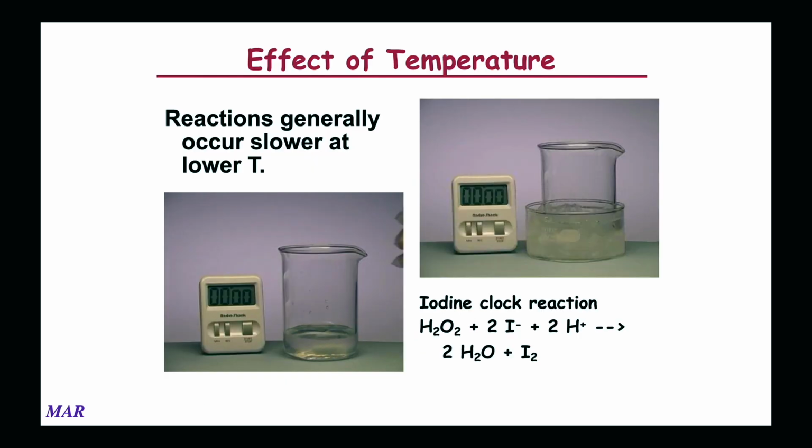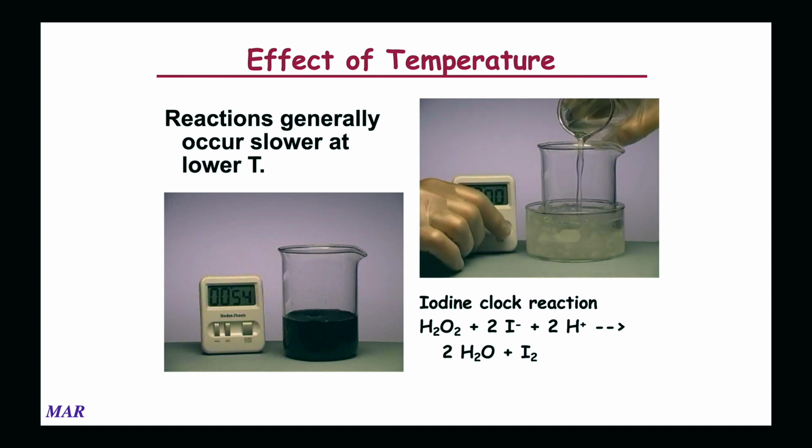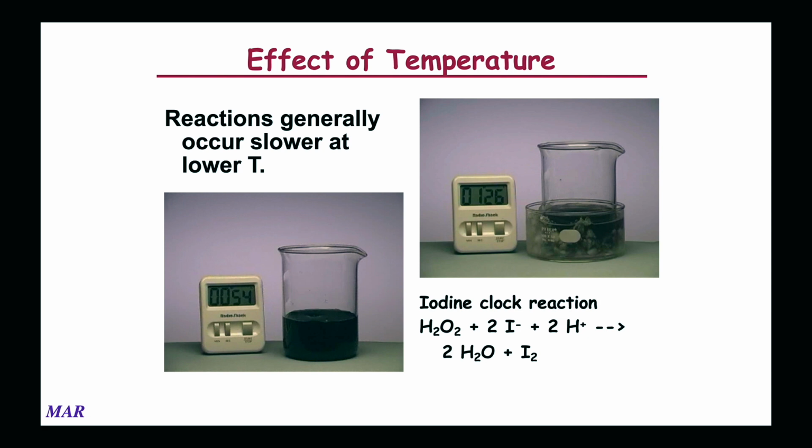A solution containing hydrogen peroxide is added to one containing iodide ion and ascorbic acid. This is a clock reaction, where after a small initial fraction of the hydrogen peroxide has reacted, a color change occurs. The same reaction can be performed at low temperature. Under these conditions, the color change occurs after a longer period of time.